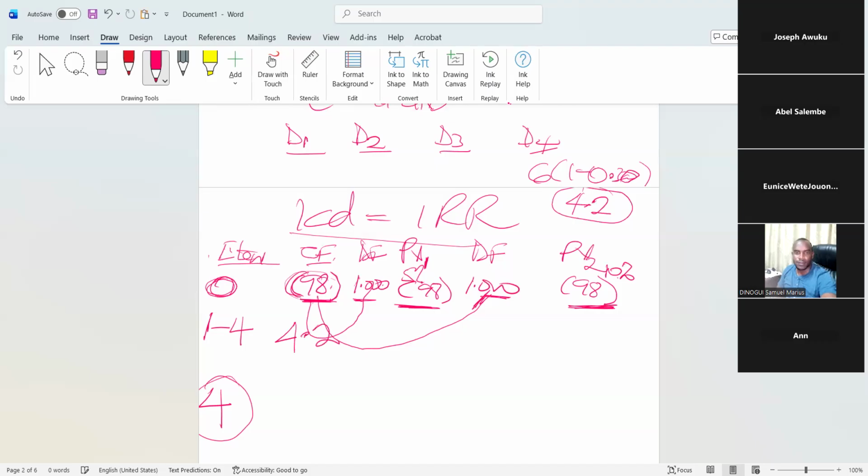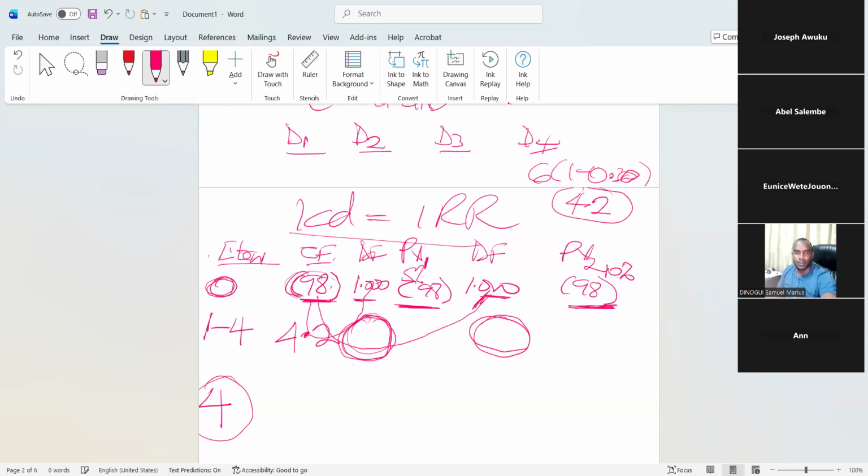Do we all understand how I got the 4.2? Can somebody tell me if he or she is fine? Yes, you get it. Okay. So if you understand that, then we are paying the 4.2 for year 1 to year 4. So we don't need the discount factor here. We need the annuity factors. This side here, we need the annuity factors.